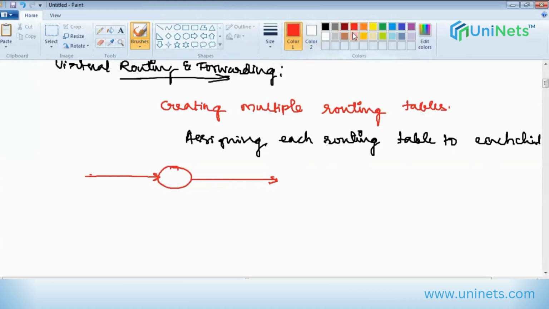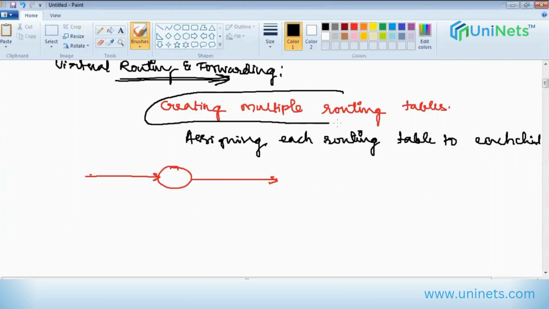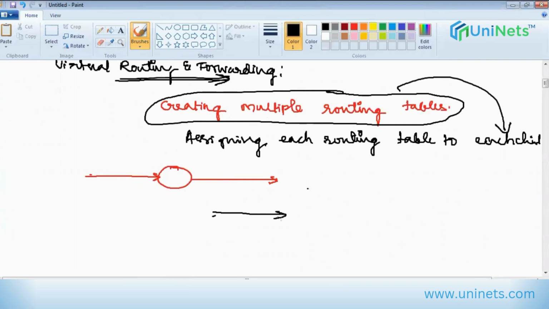Clear, guys? Getting it? So first, what virtual routing and forwarding is: I am creating multiple routing tables and I assign each routing table to each client. And the rule is that routing information of one routing table will not enter into another routing table. This way I keep them separate.